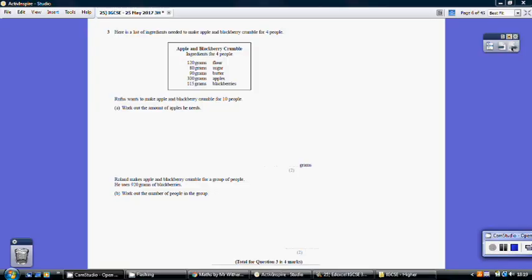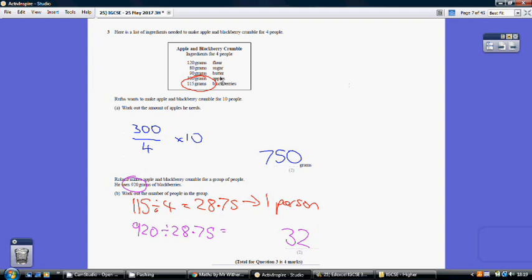Question 3. So these are the ingredients for 4 people, and we need to basically make the crumble for 10 people. So we're really going to have to just scale up from 4 people to 10. You can either just spot that it's 2.5 times as big and multiply by 2.5, or alternatively you can divide these numbers by 4 to go back to 1 person, and then multiply by 10 to get up to 10 people. So we're being asked to work out the number of apples he needs.